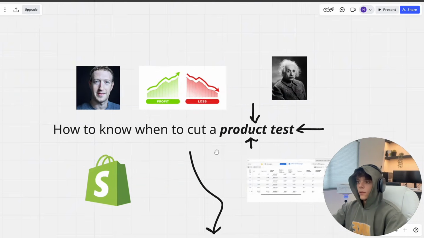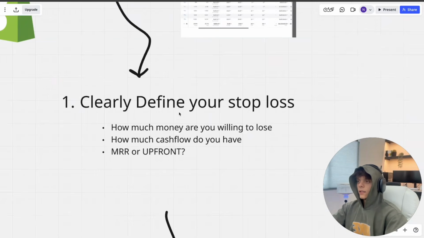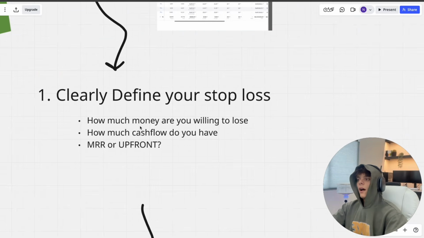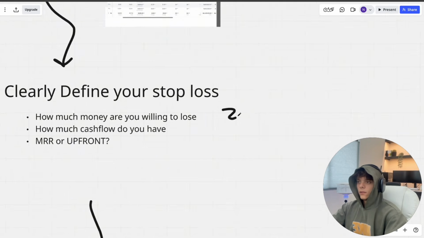So number one, how do you know when to cut a product test? Number one is to clearly define your stop loss, right? So how much money are you actually willing to lose? So this depends on your budget. So let's say that you have $2,000 saved up to start ecom. For a product test, you're probably not willing to lose more than $300.